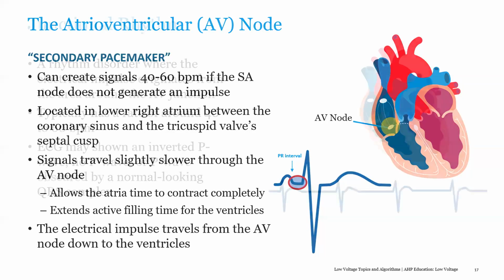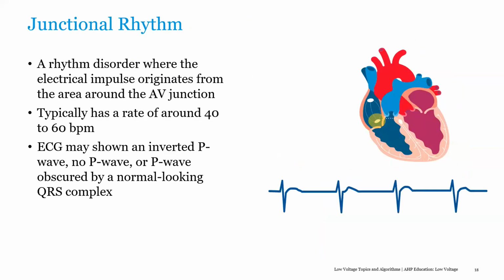There's also one other rhythm before we get to the ventricles that I'll tell you about, and it's called a junctional rhythm. Junctional rhythms are usually around 40 to 60 beats a minute. We see these a lot in congenital heart block patients, where it has a narrow QRS and no P wave, because the P wave is actually happening as the ventricular depolarization occurs. So we'll get into that in a little bit.